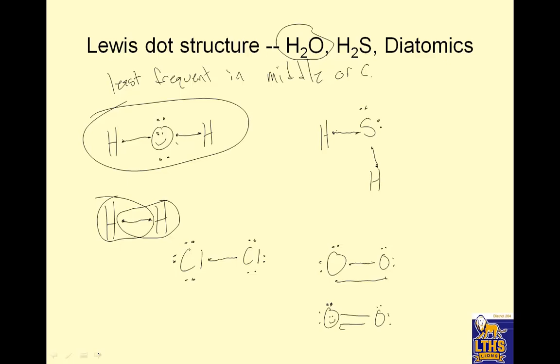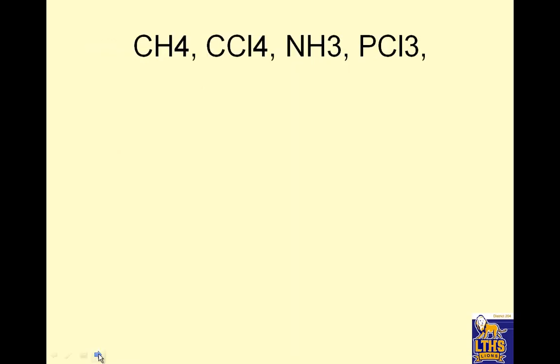2, 4, 6, 8. 2, 4, 6, 8. Remember, covalent bonds let you count those twice. CH4, CCl4, okay, so here we go. Least frequent one goes in the middle. It's off in the first one, but not always.